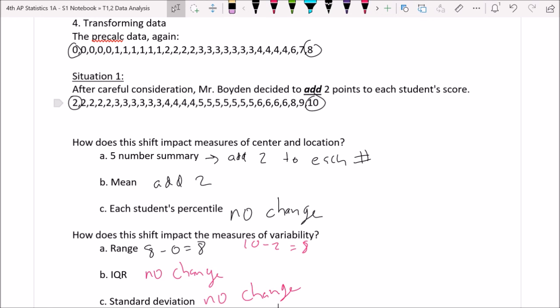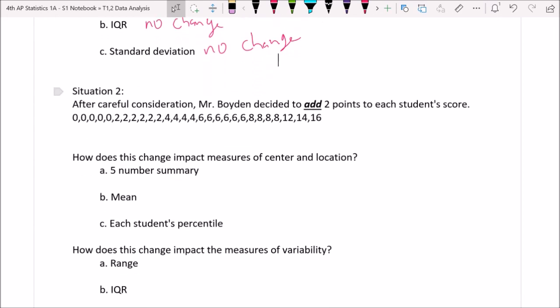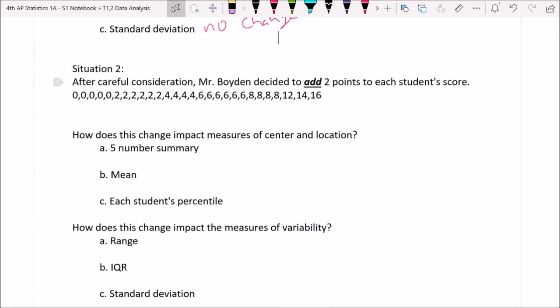So what if I had done a different transformation? What if instead, although this is supposed to say multiply, so let's change it, what if I decided to, instead of adding 2, multiply each student's score by 2? And so here are the new scores below. Now the zeros are still zeros, but the 8 turned into 16. So let's look at how this changes our measures of center and location.